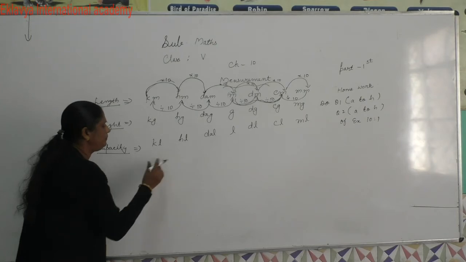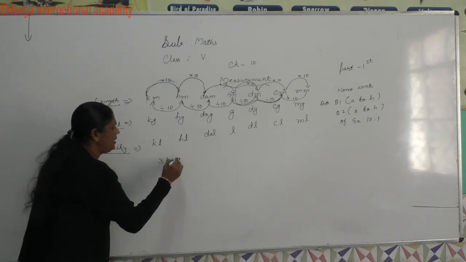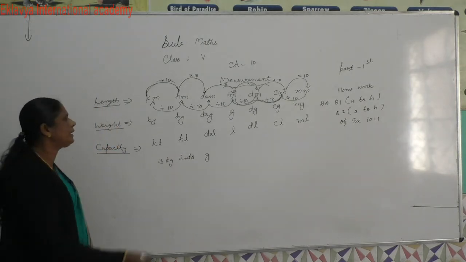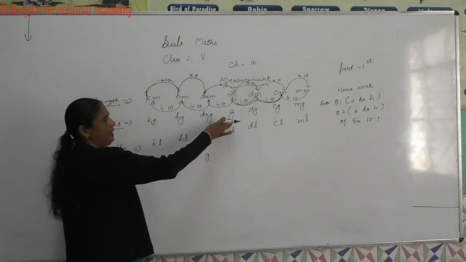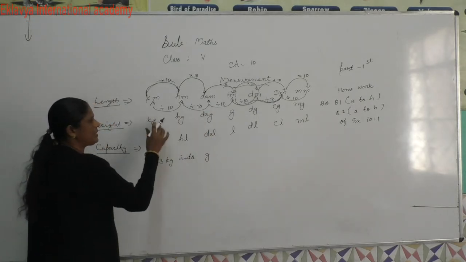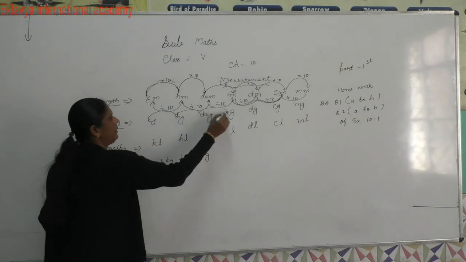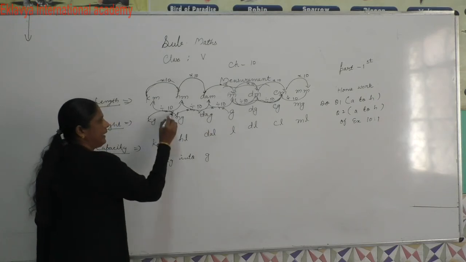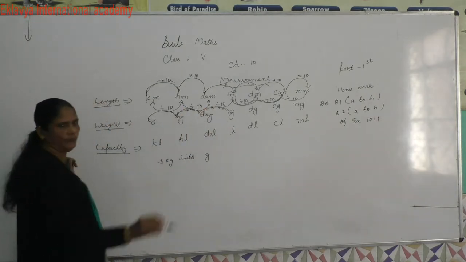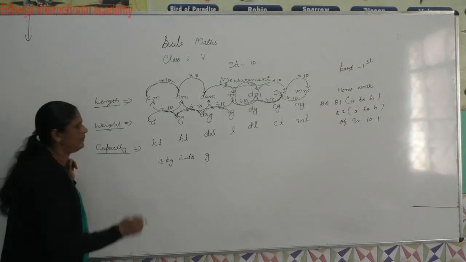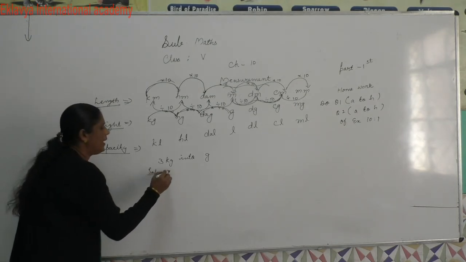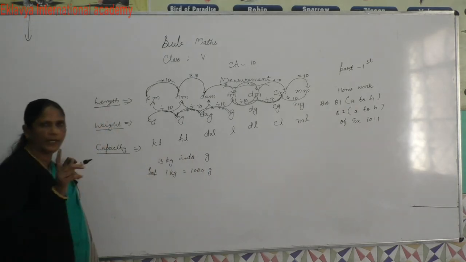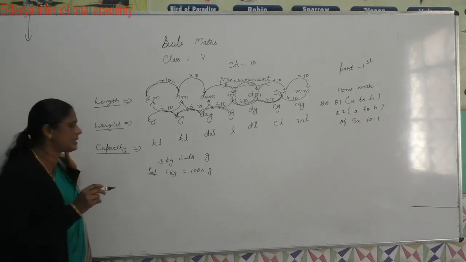Now our question, 3 kg into gram. Look here, kg here, then gram here. Then we move how many steps? Here, then here, here. We multiply, here multiply, here multiply, here multiply. 10, 100, 1000. We multiply by 1000. Then solution, 1 kg is equal to 1000 gram.